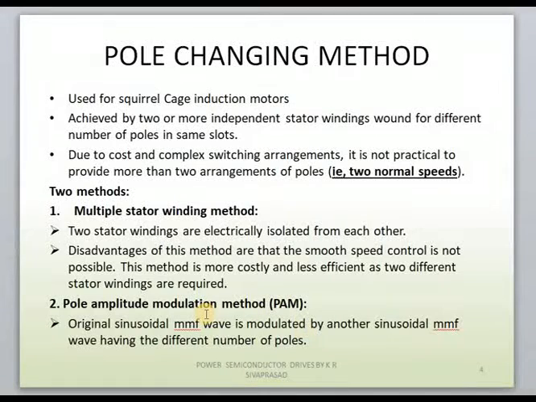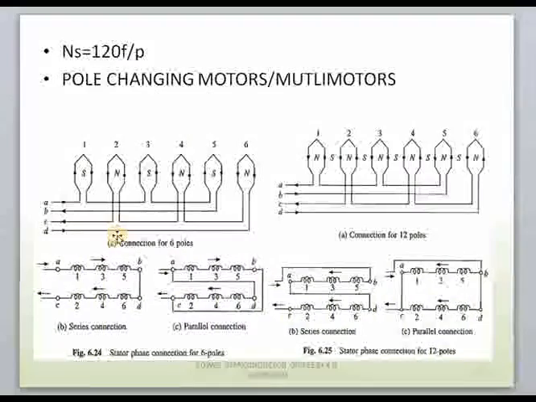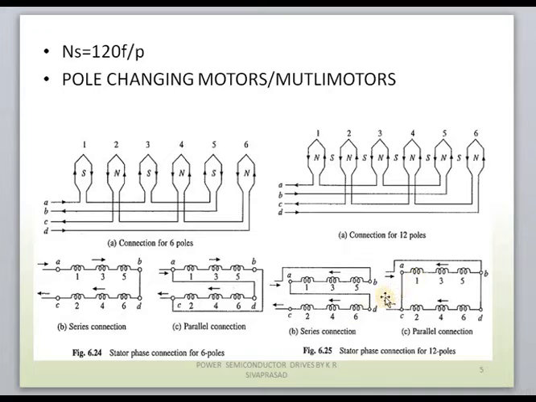Okay. Now we'll go to the first method, multiple stator winding. How are we using multiple stator windings to control the speed of the machine? So see this one. The first point is Ns is equal to 120 F by P. This is the actual synchronous speed. That means by changing the poles, we can change the Ns value. If at the manufacturer level we design this so that the number of poles can be changed, then that machine is called a multi-speed machine or a pole changing motor.